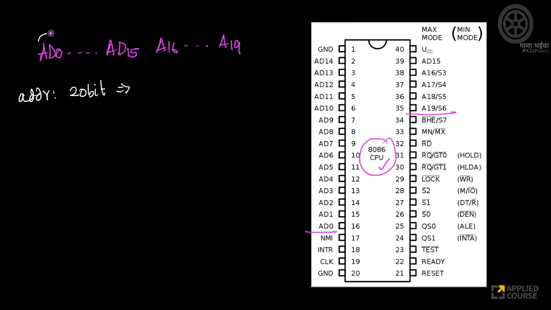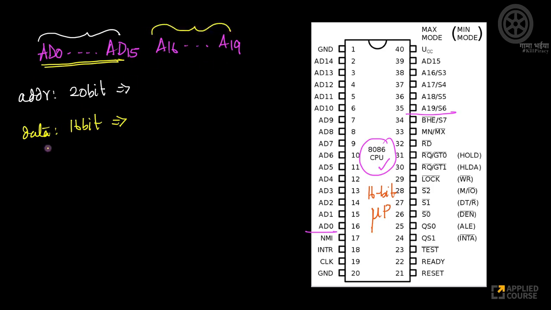Because these 16 bits are multiplexed. Remember that 8086 is a 16-bit microprocessor, which means its data is going to be 16-bit. Those 16 bits are multiplexed with the lower bits of the address. The address consists of 20 bits. A0 to A15 are multiplexed with D0 to D15. That's how the multiplexing works here. The A16 to A19 are not multiplexed with data.